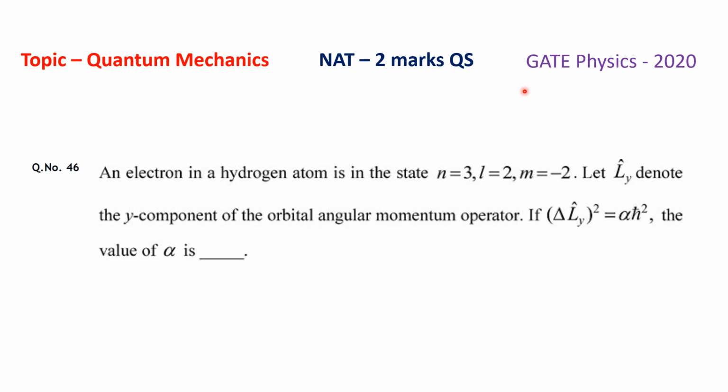This question was asked in the GATE Physics paper 2020. This is a numerical answer type question having 2 marks, and the topic of the question is quantum mechanics. The question is, an electron in a hydrogen atom is in the state n equals 3, L equals 2 and m equals minus 2. Let Ly cap denote the y component of the orbital angular momentum operator. If (delta Ly cap) whole square equals alpha h-bar square, then the value of alpha is. So we have to find the value of alpha in this equation.